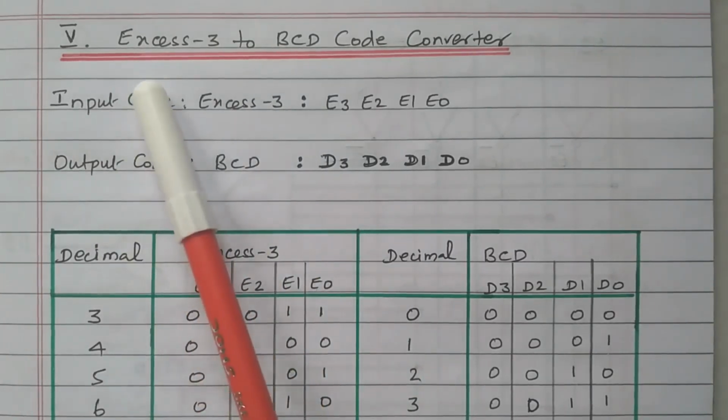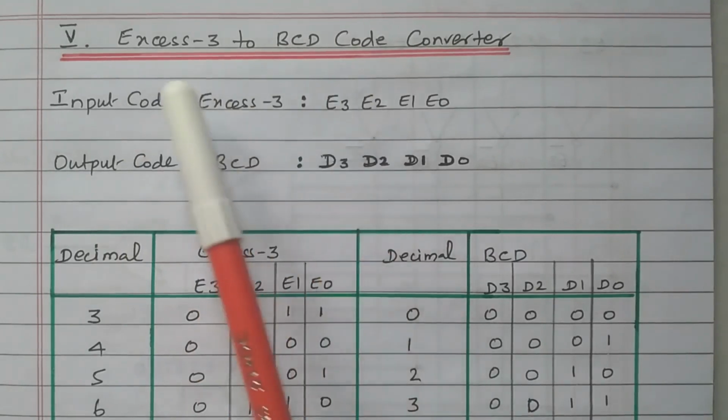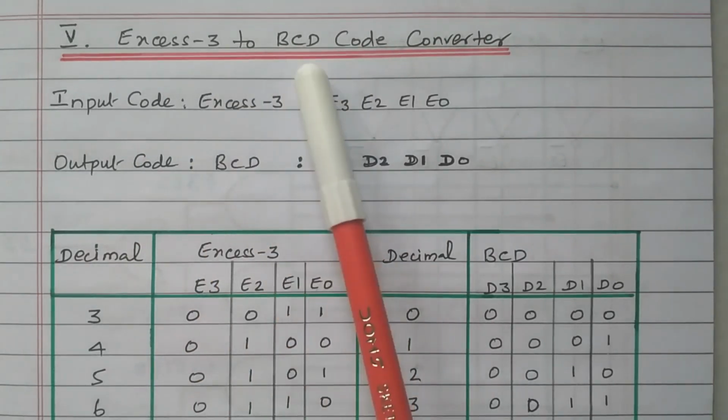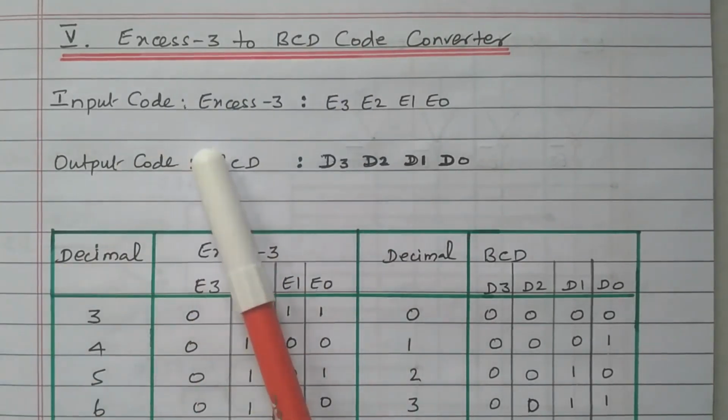Now we are going from XS3 to BCD, so we need to subtract 3 from the XS3 to get the BCD code, right? BCD to XS3 is available in a separate video.